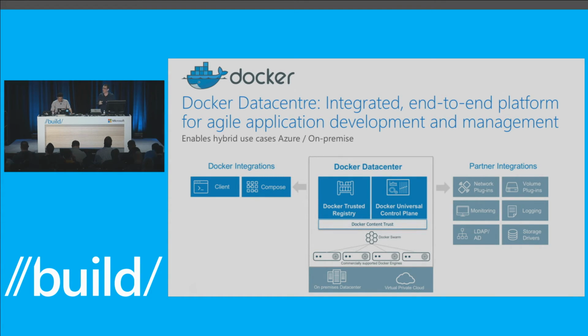And what we're working with Docker on is making sure that the Azure Container Service with the Docker Swarm flavor is a great place to be able to run their tools that are in the Docker Data Center products, things like the Docker Universal Control Plane and the Trusted Registry and things like that we haven't talked about in this session, but are useful when you're working in the Docker ecosystem at scale.